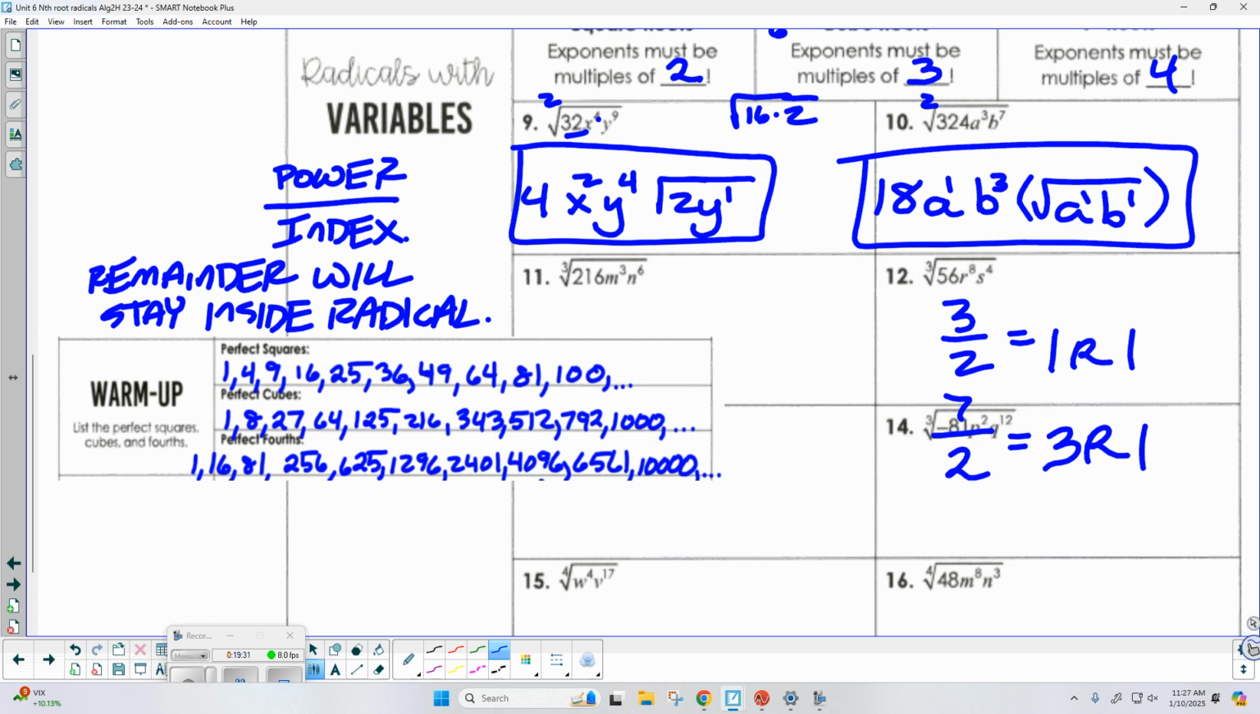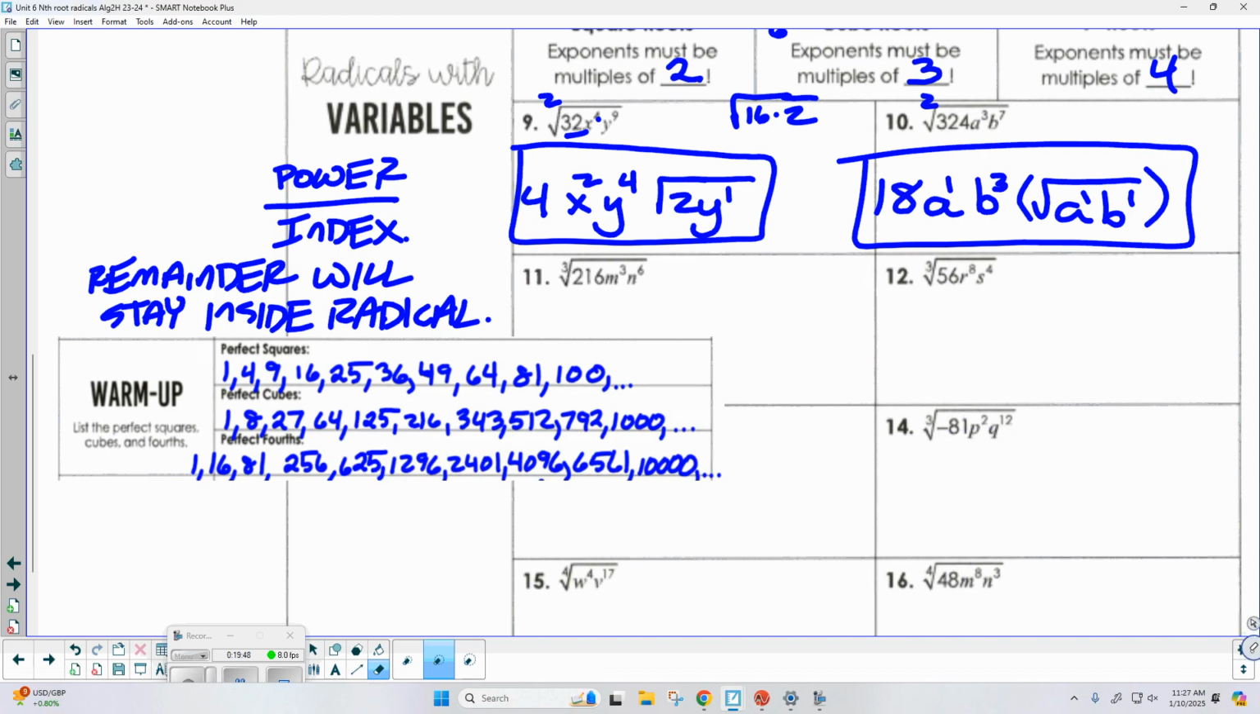Okay, questions. Okay, well, let's try another one. Now, for number 11, you'll notice what's happening. Going to a cube root. So we're going to be dividing by 3. Okay. This one actually is really super nice to us.